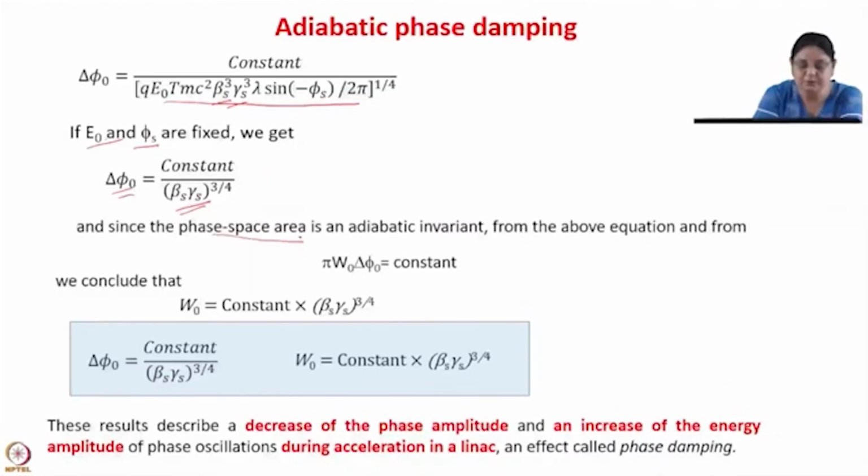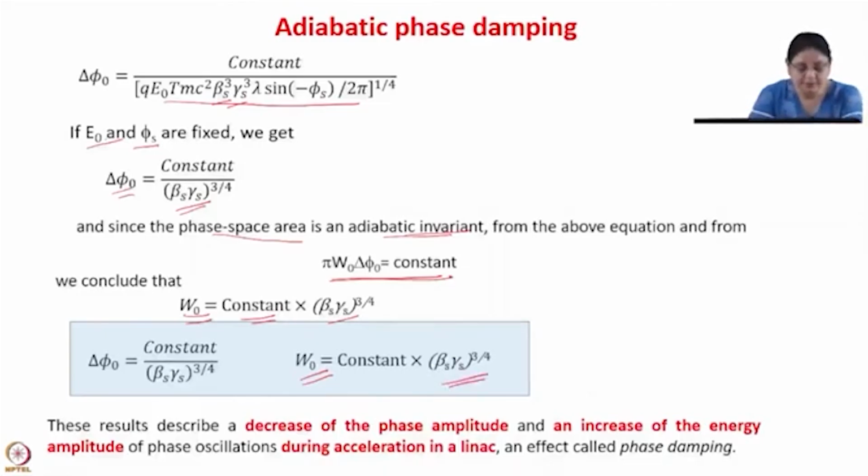Also, the phase space area is an adiabatic invariant, so it is a constant. So from the above equation, because the phase space area is an adiabatic invariant, we can write W0 is equal to a constant times (beta gamma) to the power of 3 by 4. So delta phi 0 is inversely proportional to (beta s gamma s) to the power of 3 by 4, whereas W0 is directly proportional to (beta s gamma s) to the power of 3 by 4.